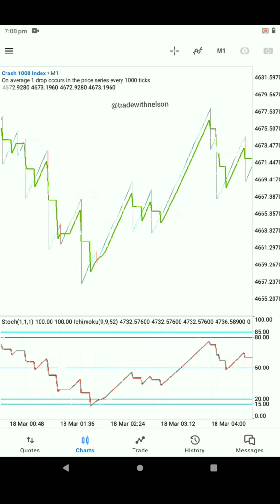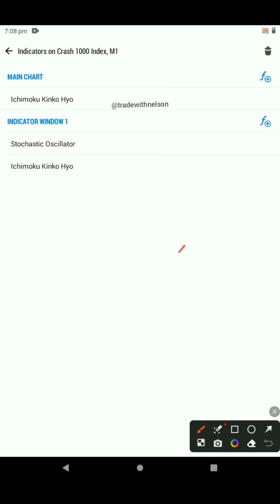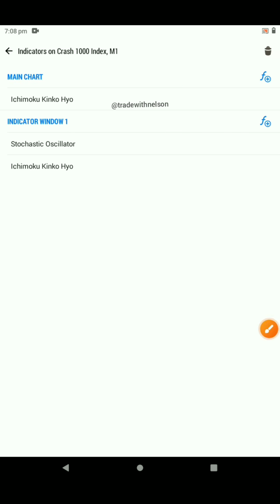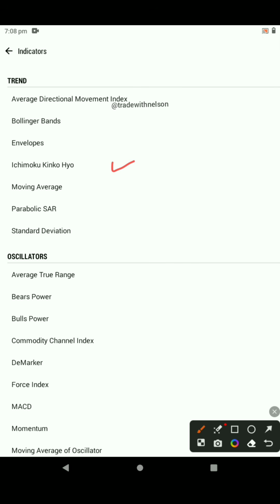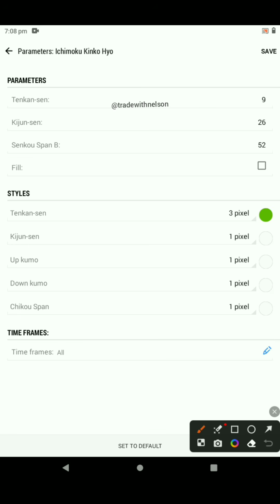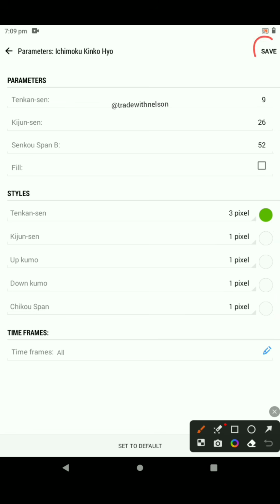So now let me show you the settings to my indicator. First thing you do is click on this indicator icon over here. Like I said, I have just 3 indicators: the Ichimoku, the stochastic oscillator, and another Ichimoku. For the first Ichimoku, click on the F icon on the main chart. I cannot actually pronounce this thing, but you can screenshot them if you want. This one is 9, this one is 26, this one is 52. Don't fill it. This one, make it 3 pixels and select a color of your choice. The remaining ones, make it 1 pixel and select the color of your background. If your background is black, select black. If it is white, select white. After that, click on save.